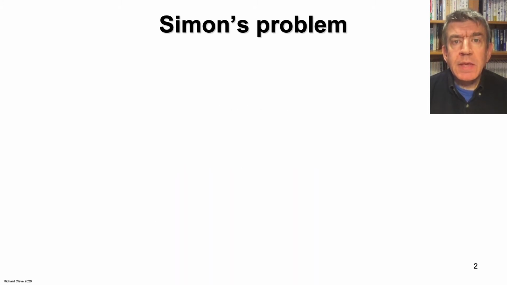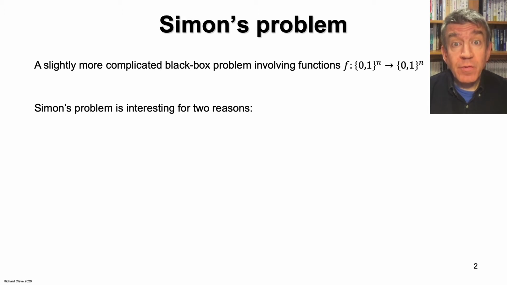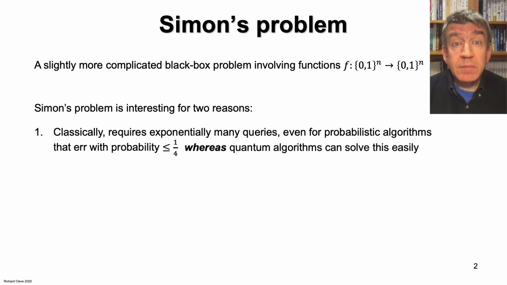Simon's problem is a slightly more complicated black box problem than those that we've seen up till now, involving functions from n bits to n bits. It's interesting for two reasons. The first reason is that it's very hard classically, requiring exponentially many queries even for probabilistic algorithms that can err with constant probability, say 1/2. However, there is a quantum algorithm that solves it with a polynomial number of queries, so it improves on the progression of black box problems that we started last lecture.